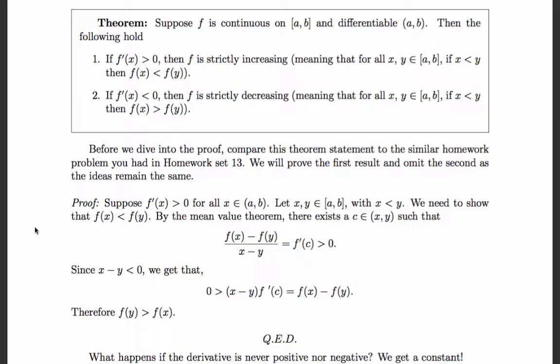Okay, so now we know what happens if the derivative is never zero. We know what happens if the derivative is always positive or always negative. By the way, the proof for the negative result is essentially the same idea, so we omit it here. Now, what happens if the derivative is never positive nor negative? In other words, if it's zero. Well, of course, we know what happens. We get a constant.